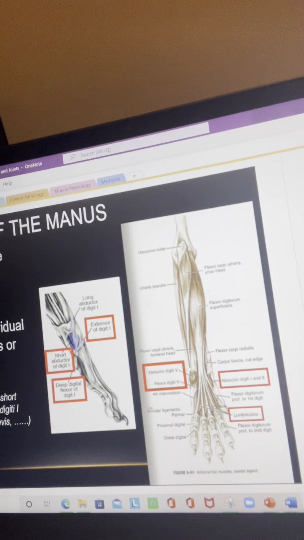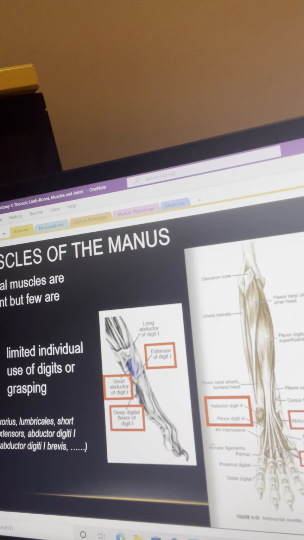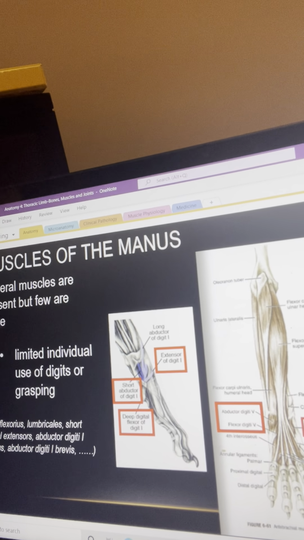Muscles of the manus. Several muscles are present, but few are large. We have limited individual use of digits or grasping. So we have all these abductors of the digits. Here we have digital flexors. We have extensors as well.